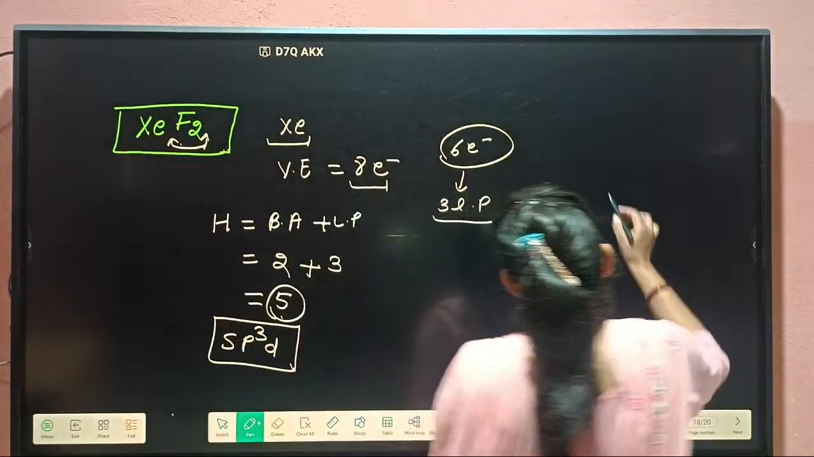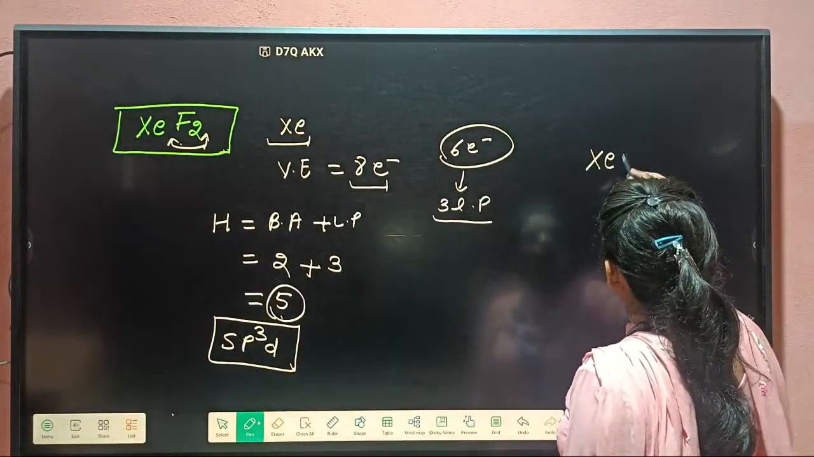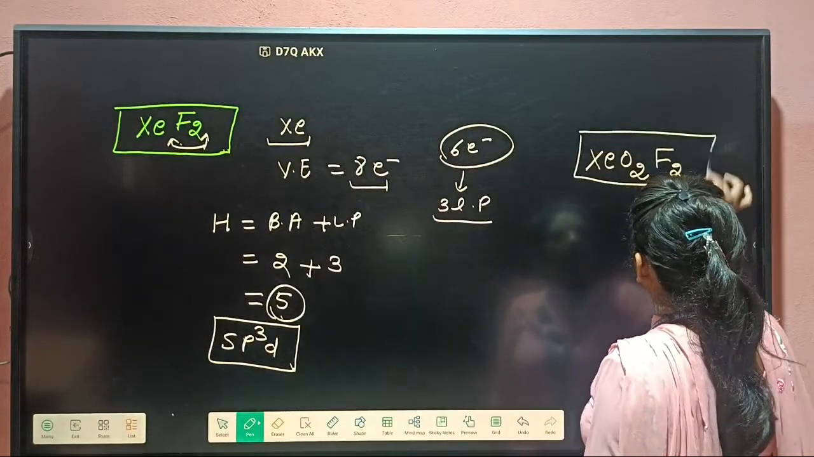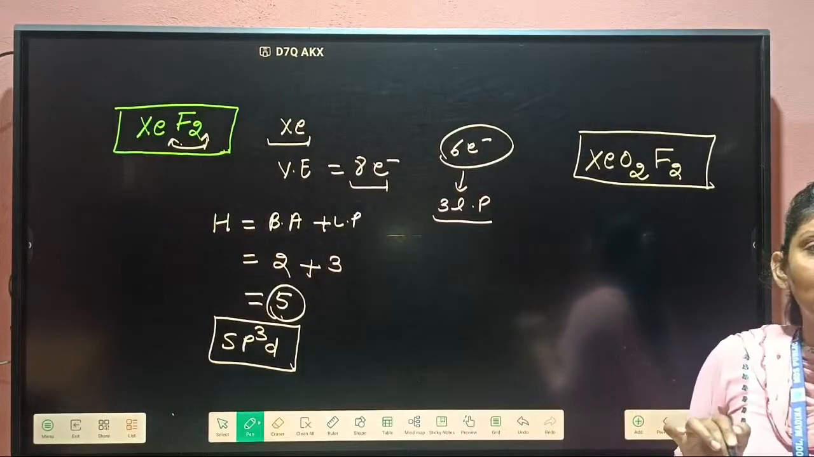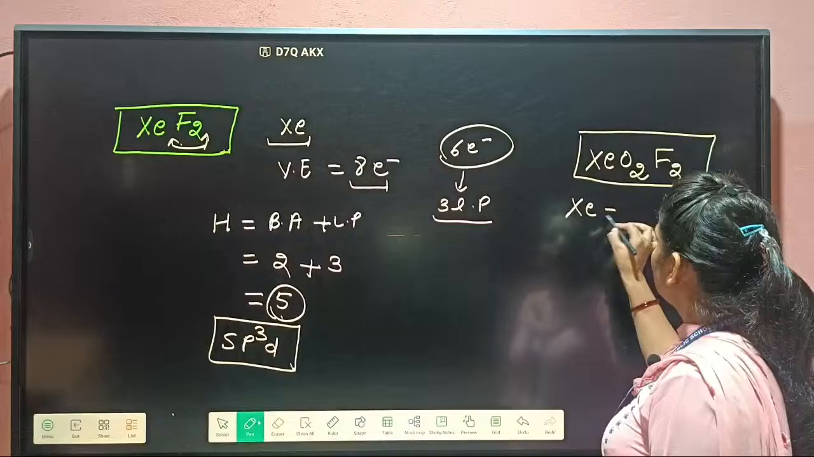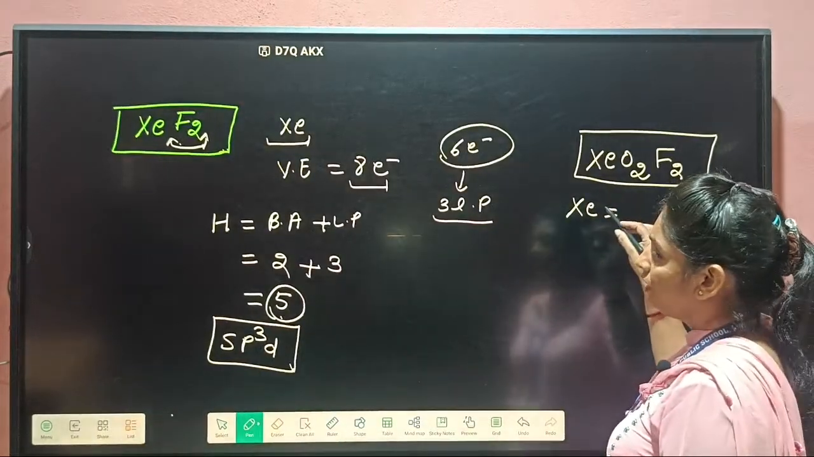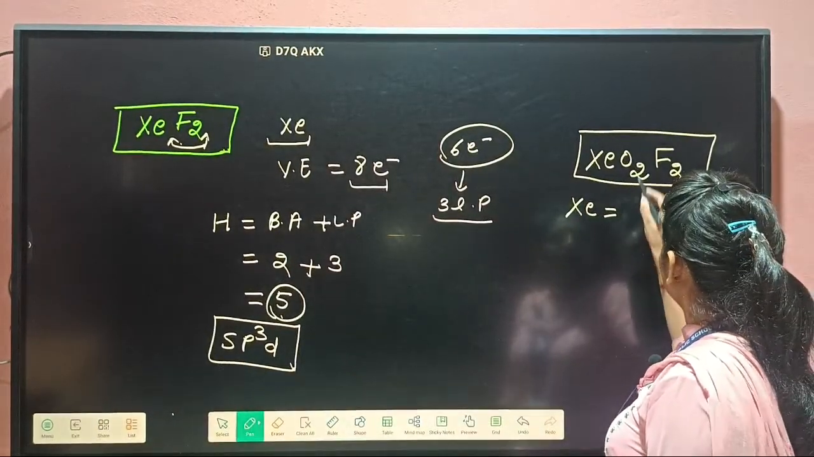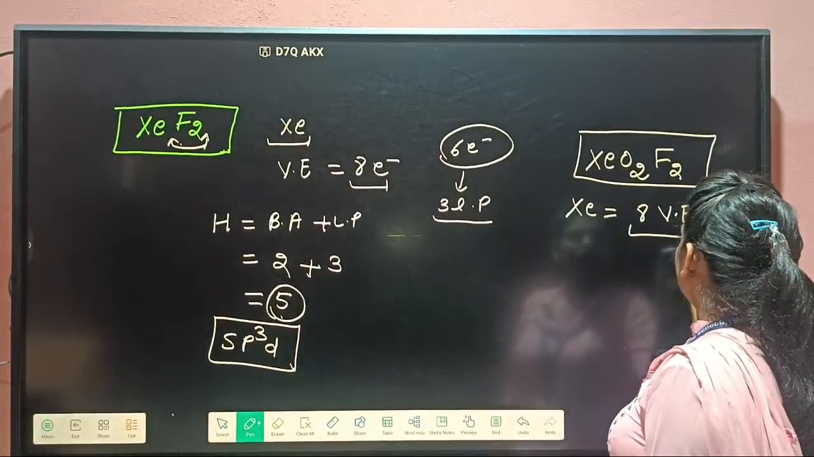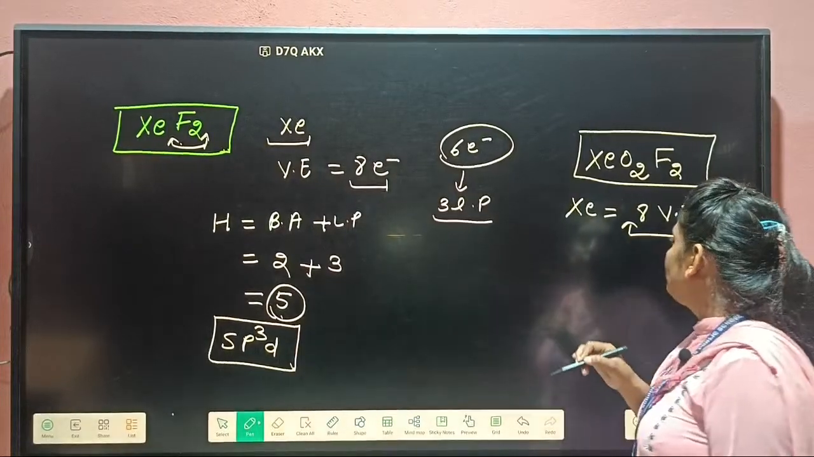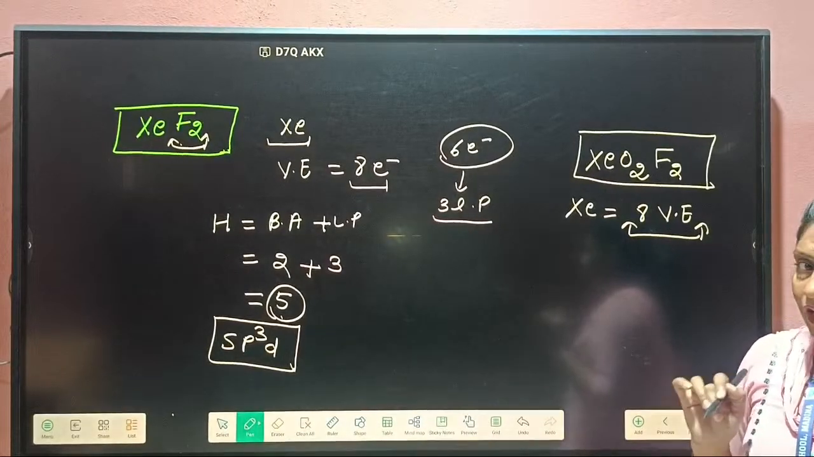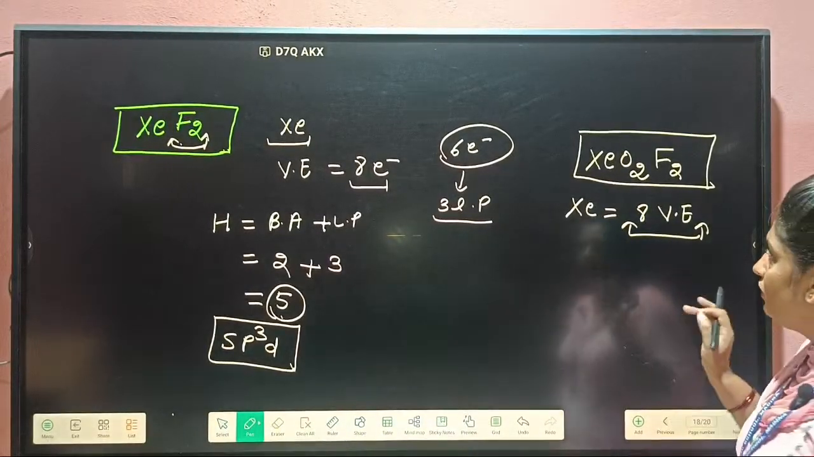But students, if you have XeO2F2, then what will be the hybridization? Further, we know very well that in xenon there are 8 valence electrons. Then students, it can form a maximum of 8 bonds. You will compare with this one.